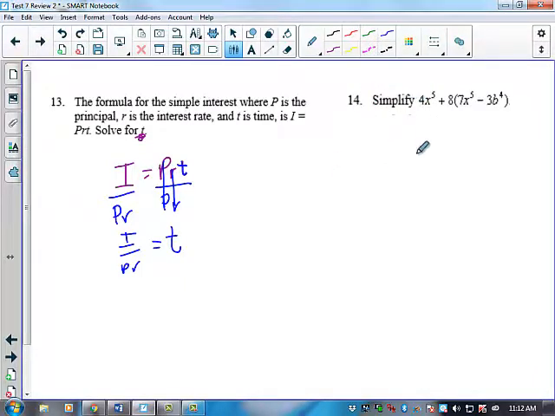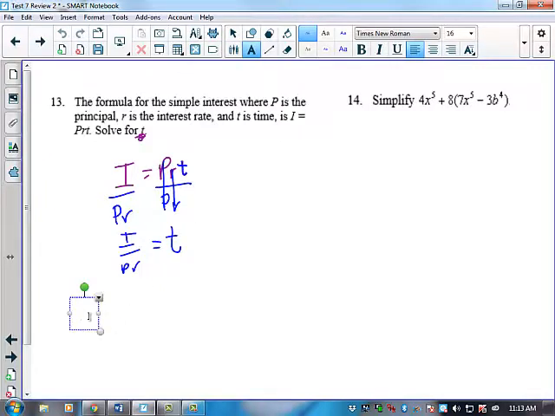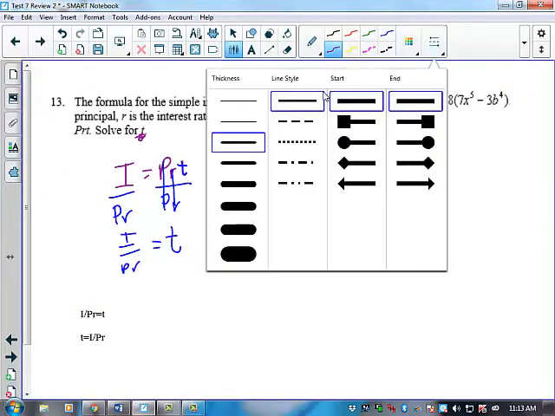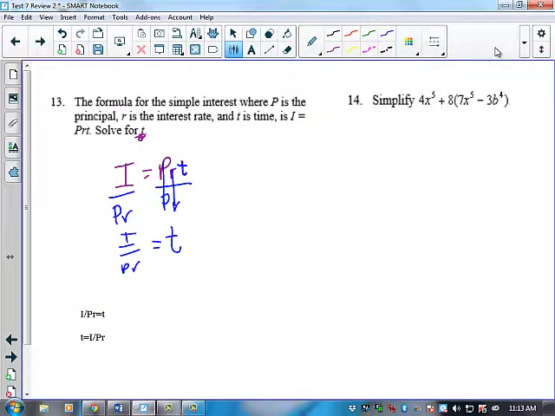On 14, remember whenever you're plugging this in, we don't use spaces, keep it all together, and we would have plugged it in as I divided by PR equals T. You could also plug it in as T equals I divided by PR. You should keep the case the same for the letters as what they give to you. I had a couple people who didn't do that.